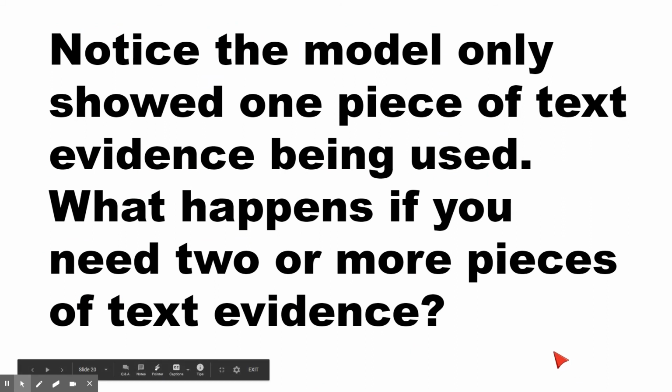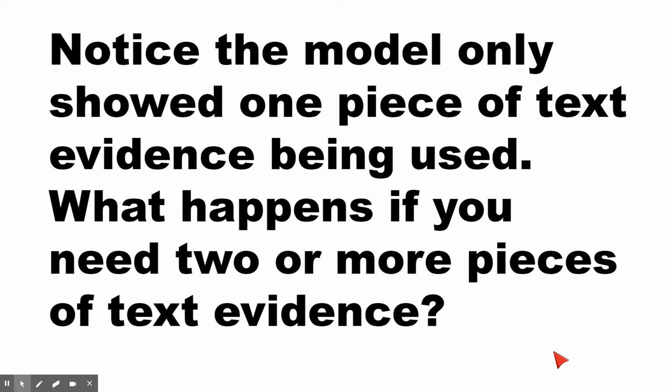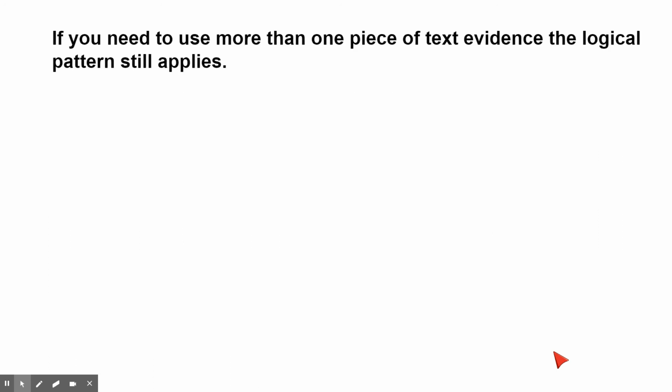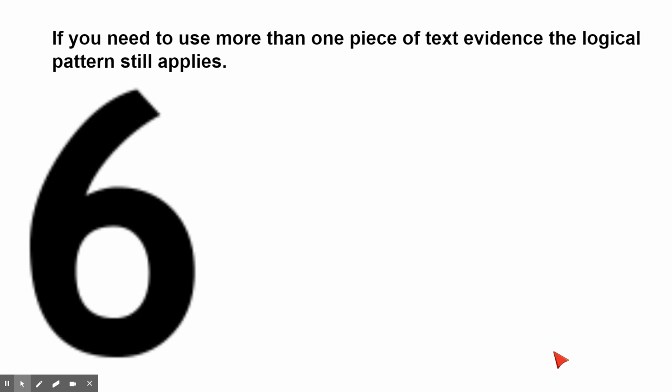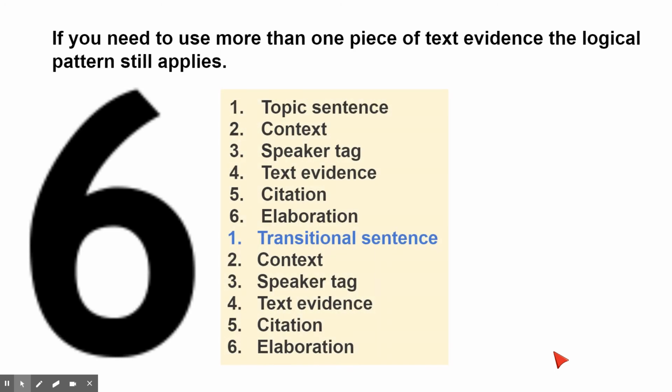Now, if you notice, the model only showed one piece of text evidence being used. So what happens if you need 2 or more pieces of text evidence, which is a requirement for a full essay? So now what? The logical pattern still applies. So it's still a 6-step pattern.